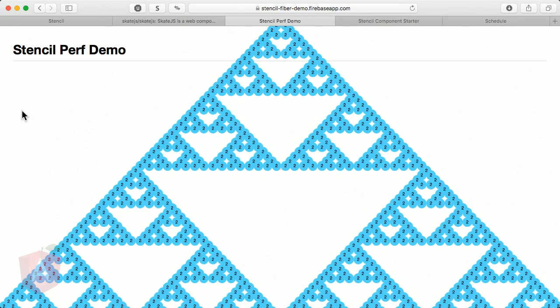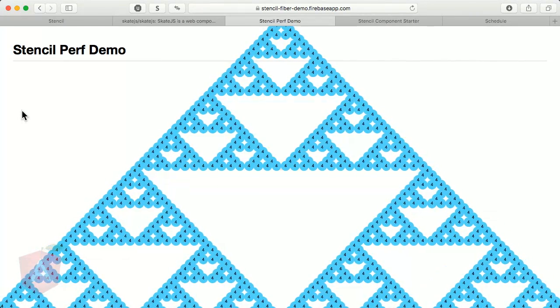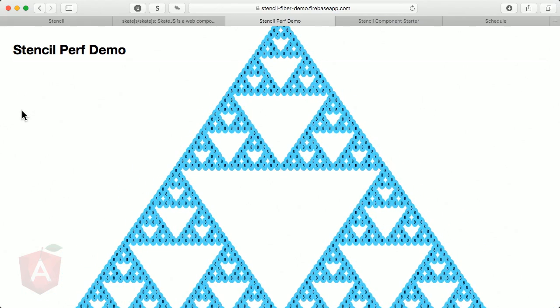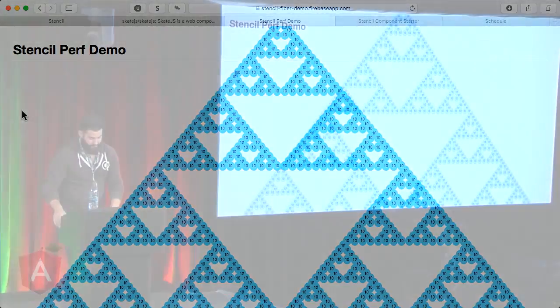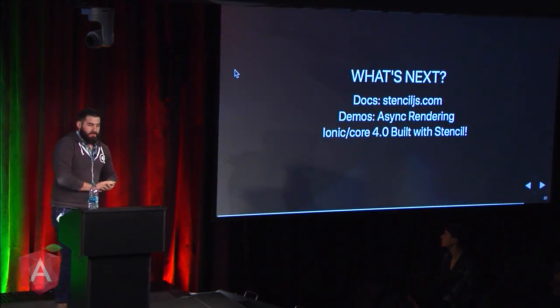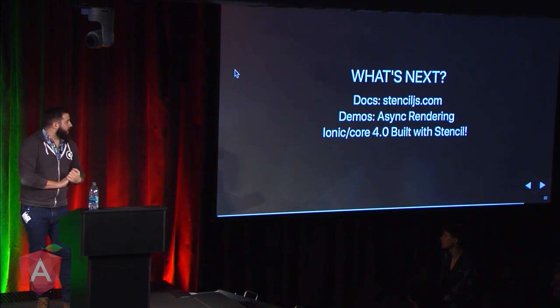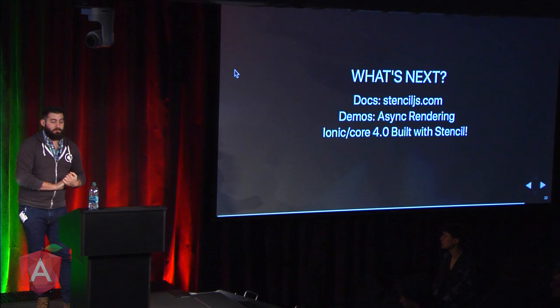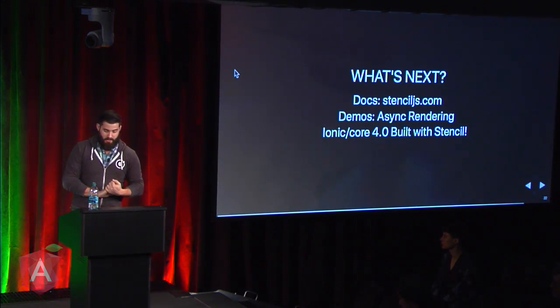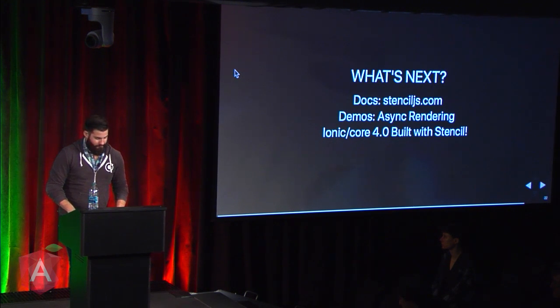where it may not look great inside of the projector, but on the screen it looks really smooth. Take my word for it. And then where we're going with it, Ionic, is we're building our next version of the framework with Stencil. So it'll be Ionic Core 4.0 built with Stencil, coming out soon.